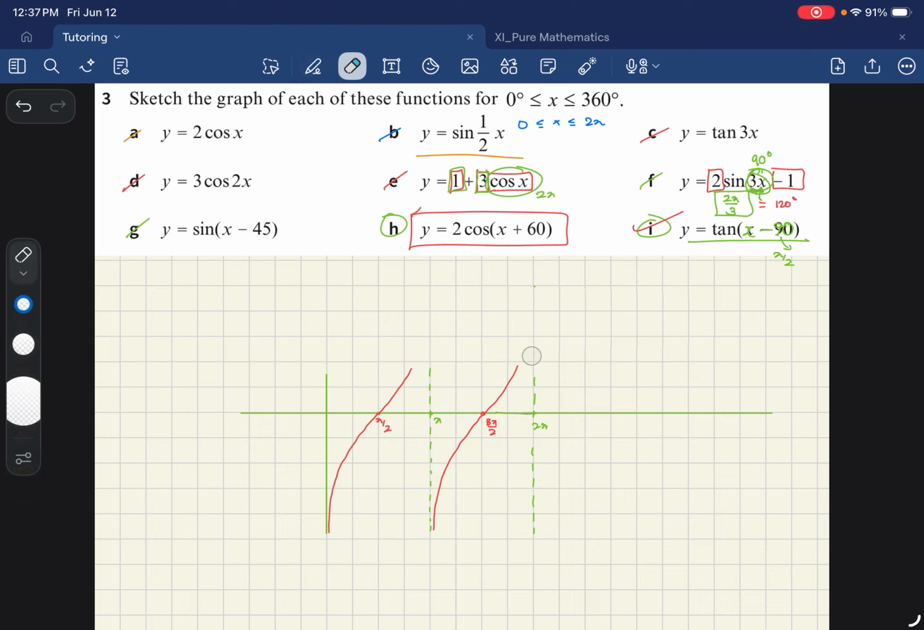And that is it. That is all that I have for this topic. And we're going to go do inverse trigonometric functions next.